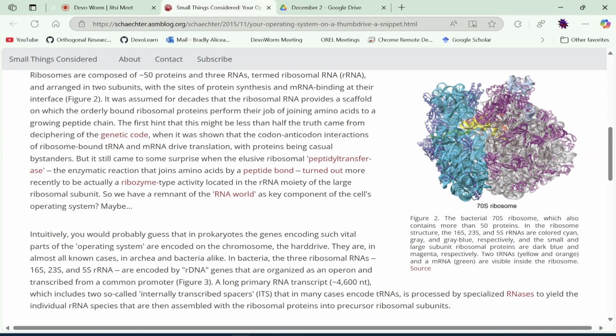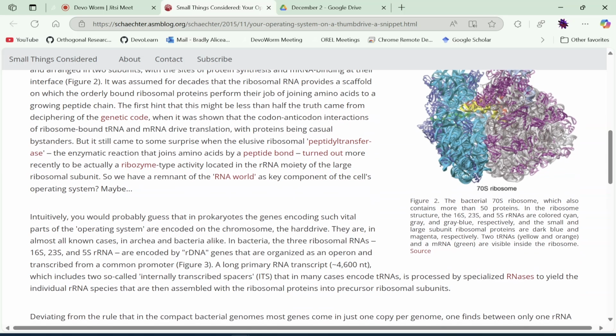So this is the model where the mRNA is read off through these interactions, and the proteins are the result of that. But it still came as some surprise when the elusive ribosomal peptidyltransferase, the enzymatic reaction that joins amino acids by a peptide bond, turned out more recently to be a ribozyme activity located in the rRNA moiety of the large ribosomal subunit. So we have a remnant of the RNA world as a key component of the cell's operating system, maybe.